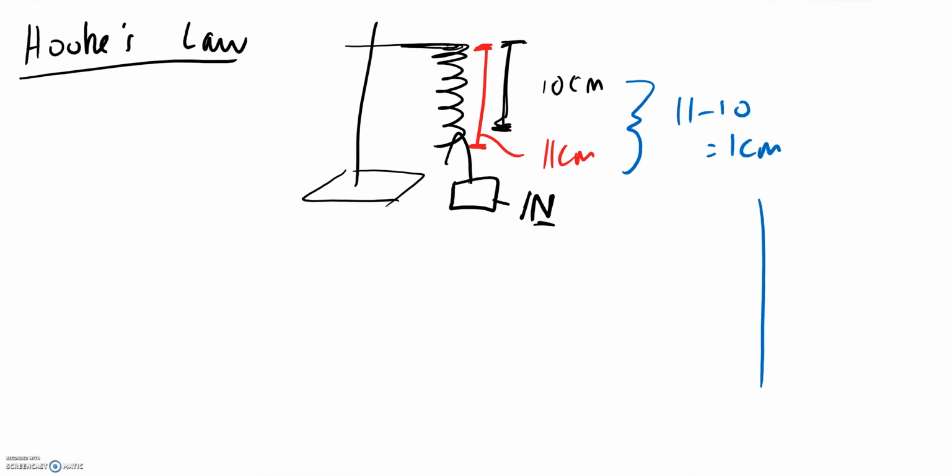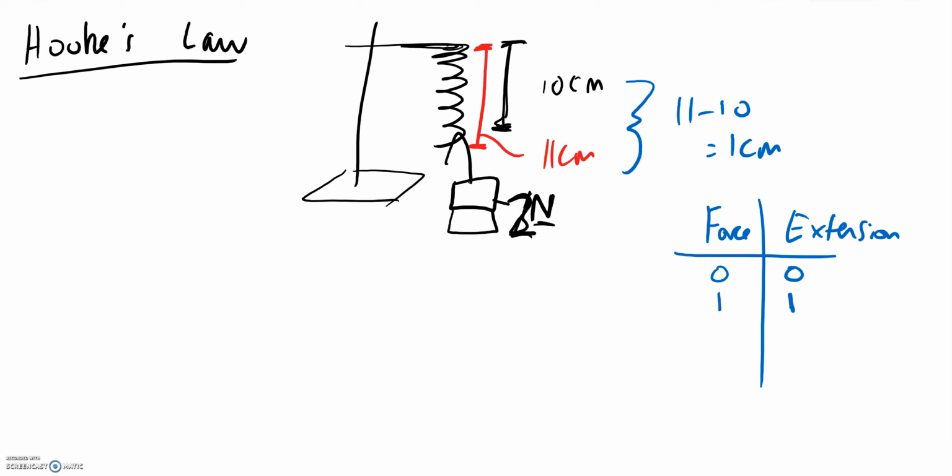So we know that if we draw up a table of force and extension, no force creates no extension. I mean, if you don't put any force on it, it's not going to get any longer. We know that 1 Newton created 1 centimeter extension. If we then add on another weight, so we now have 2 newtons, well, this time the spring is going to extend a bit further.